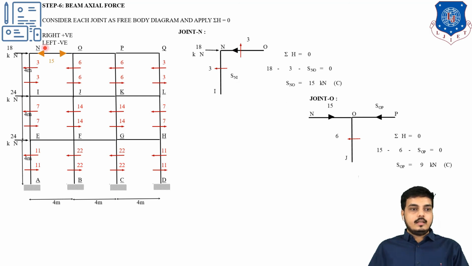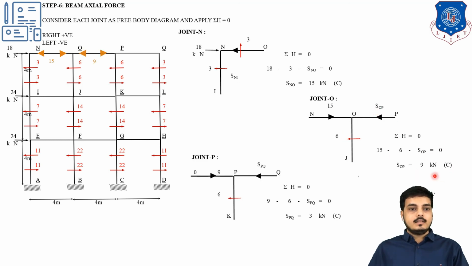Now, as this came out to be 15, equal and opposite needs to be placed. So now at the O junction, this 15 is coming over here. This is 6, and S_OP I have assumed on the left side direction because the major one is this 15. So summation of H equals 0. 15 minus 6 minus S_OP equals 0. So S_OP equals 9.